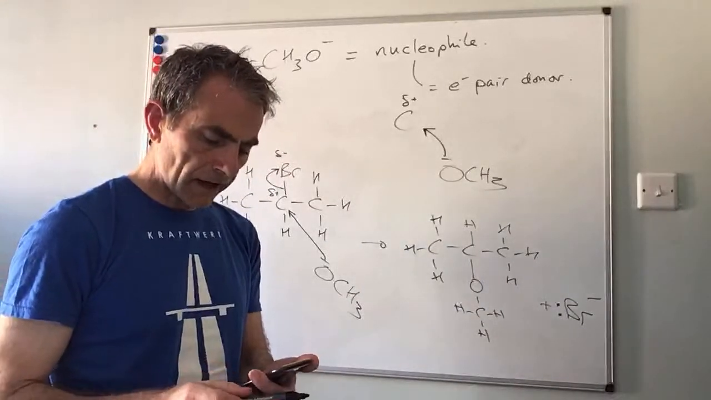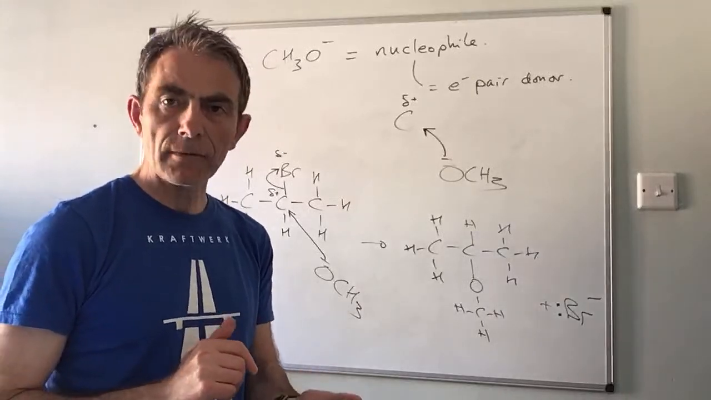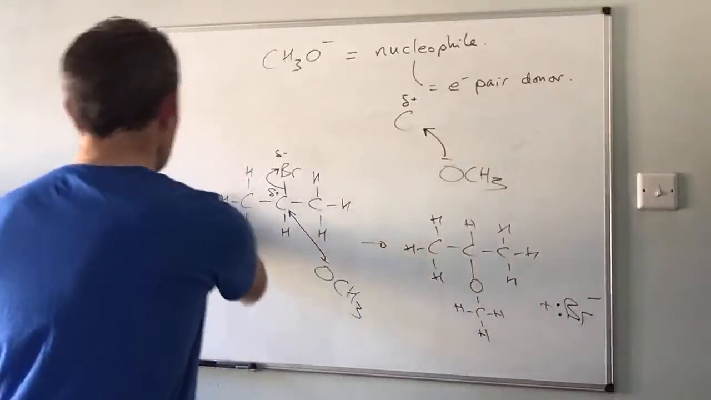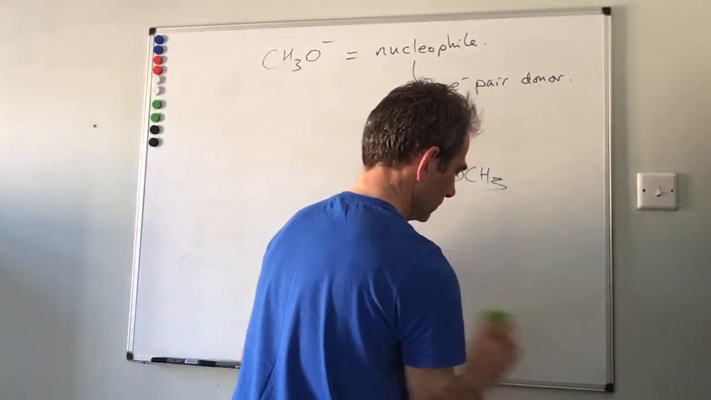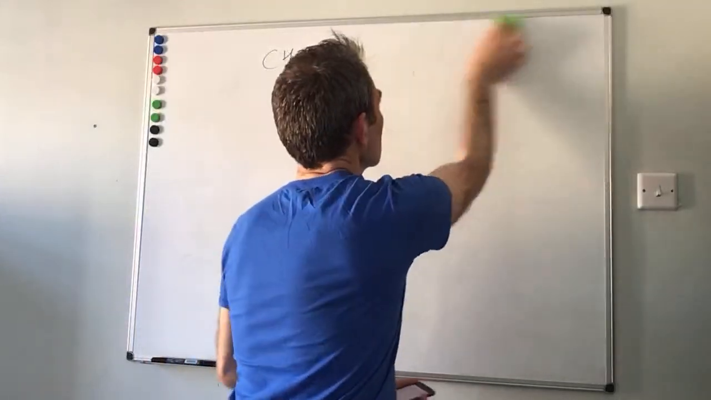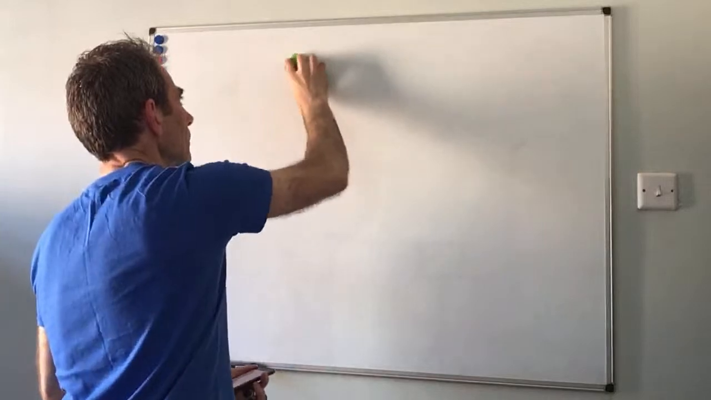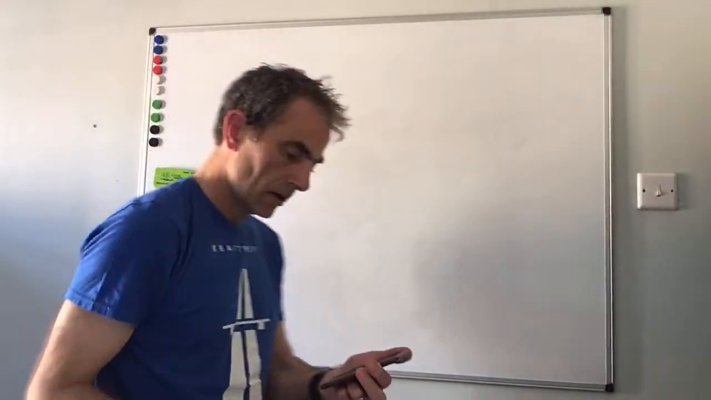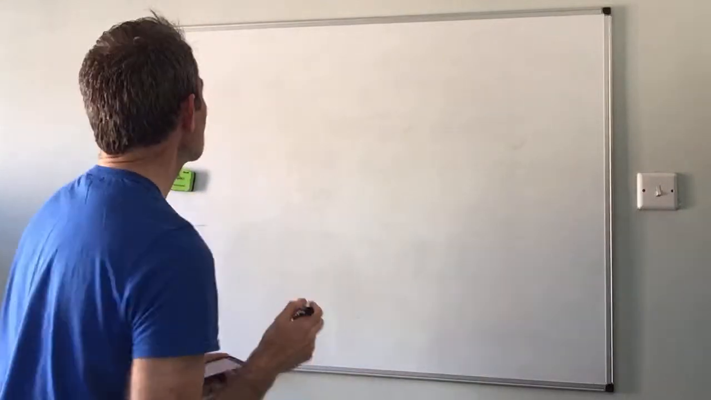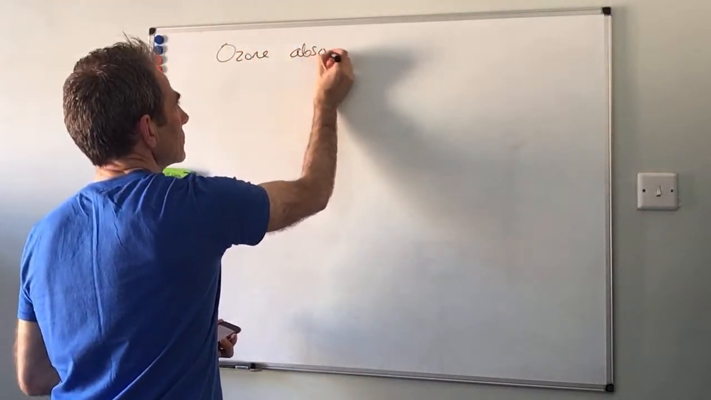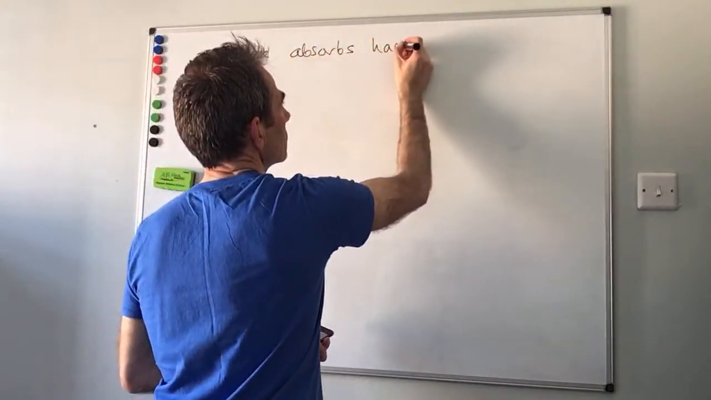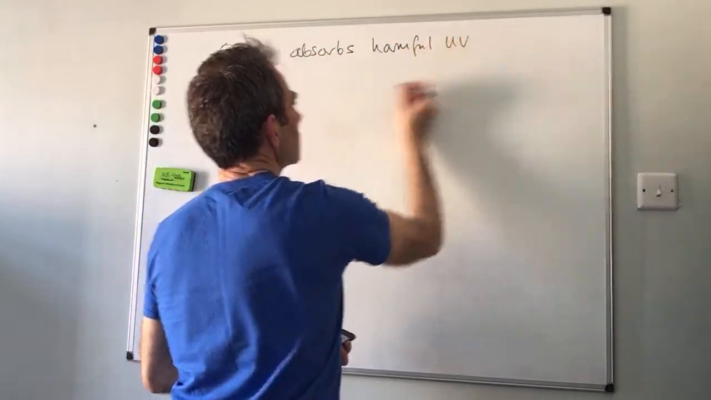Okay, right, so number 5 now. We're moving into the environmental aspect of the topic, haloalkanes. Number 5, explain why ozone depletion should be of major concern to humans. 1 mark. Okay, so ozone absorbs harmful UV radiation.